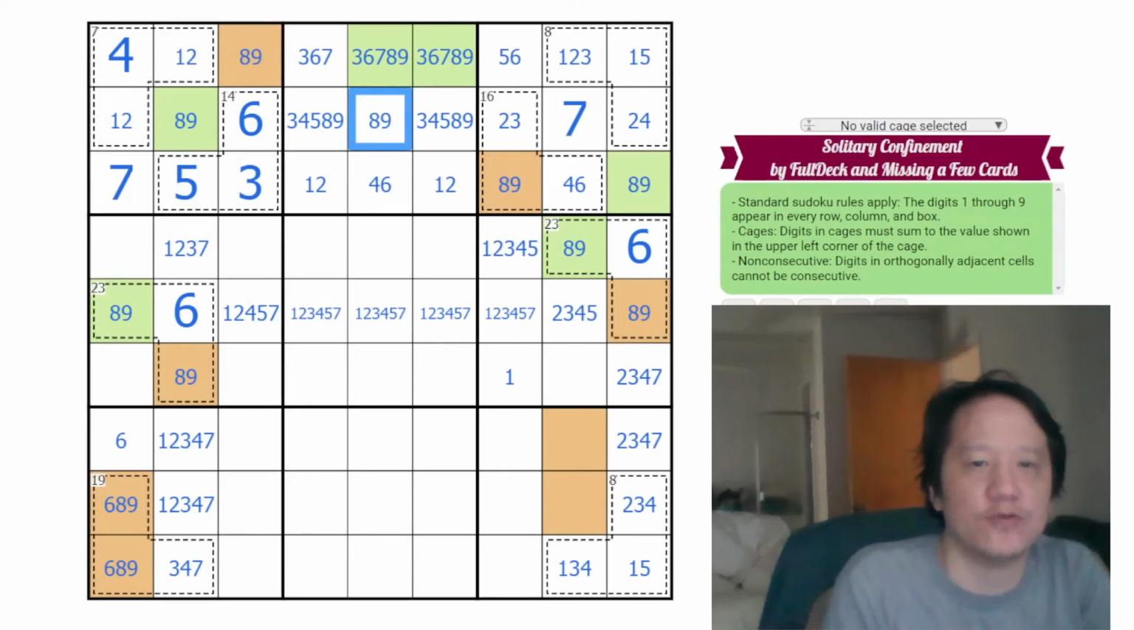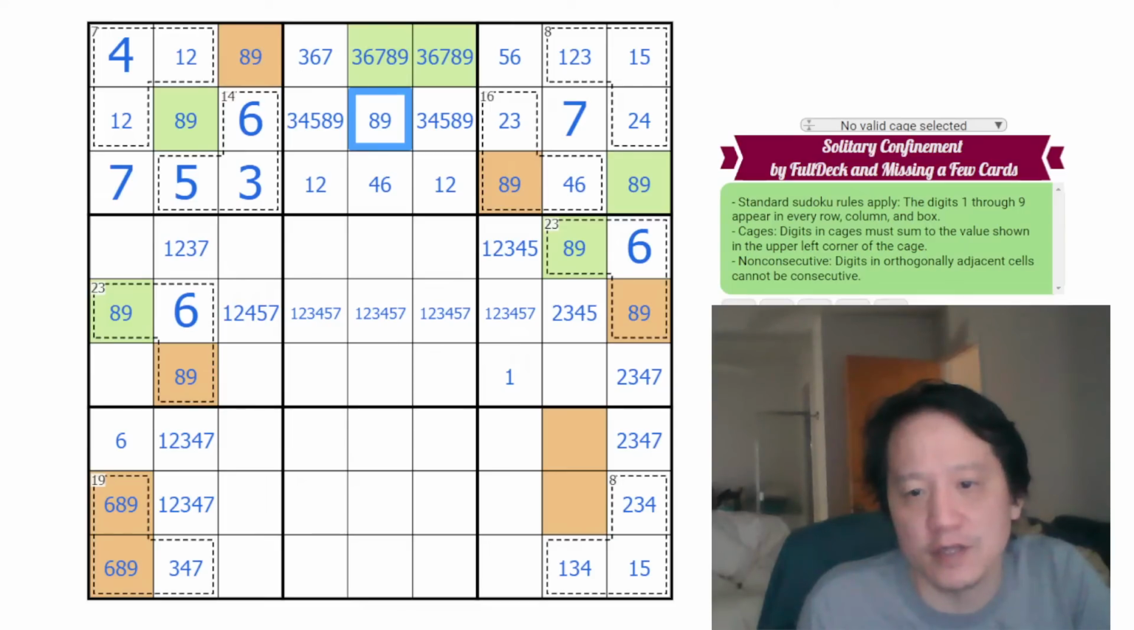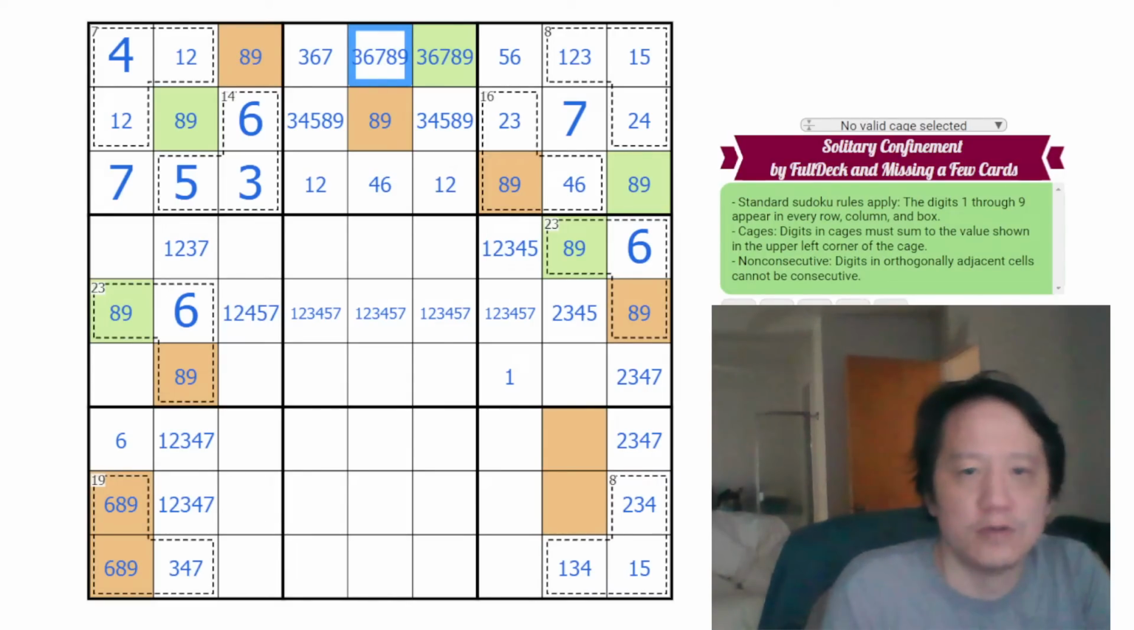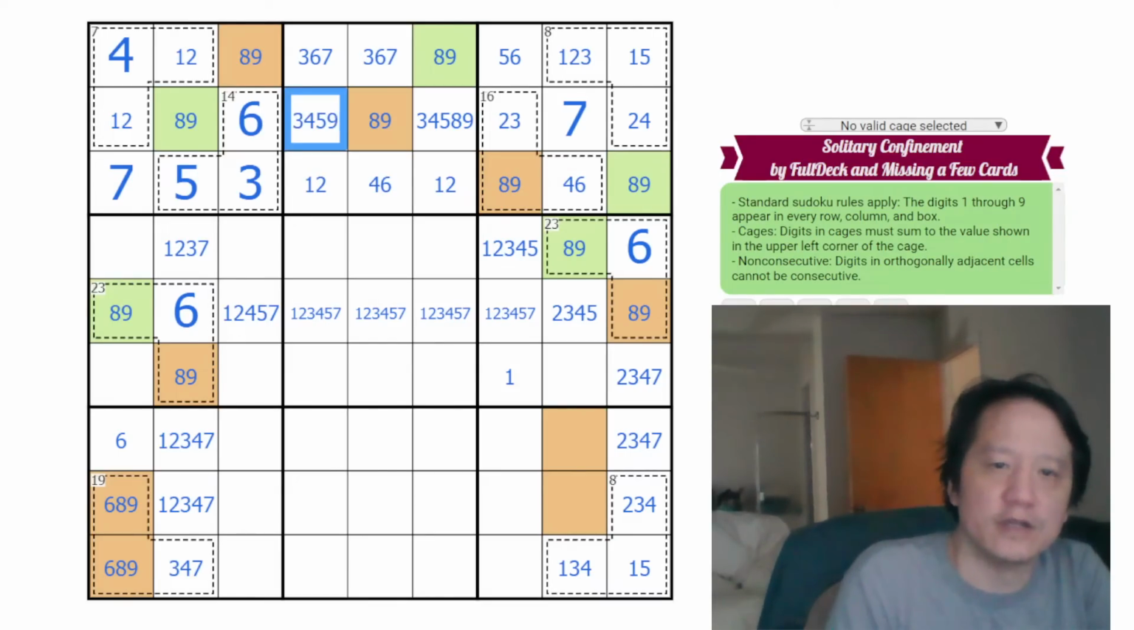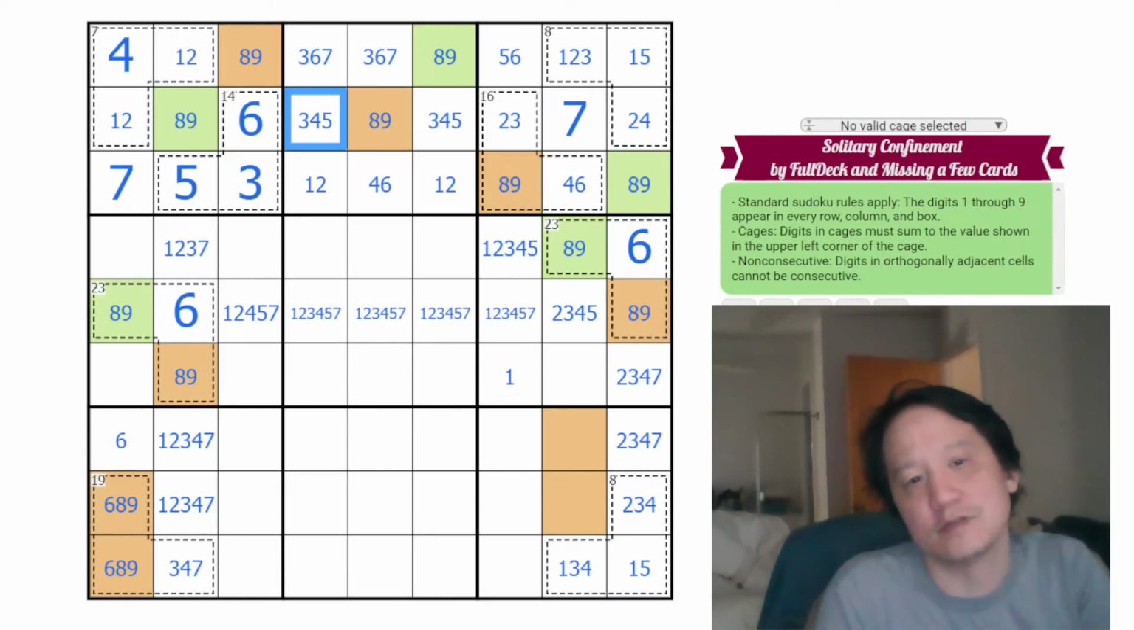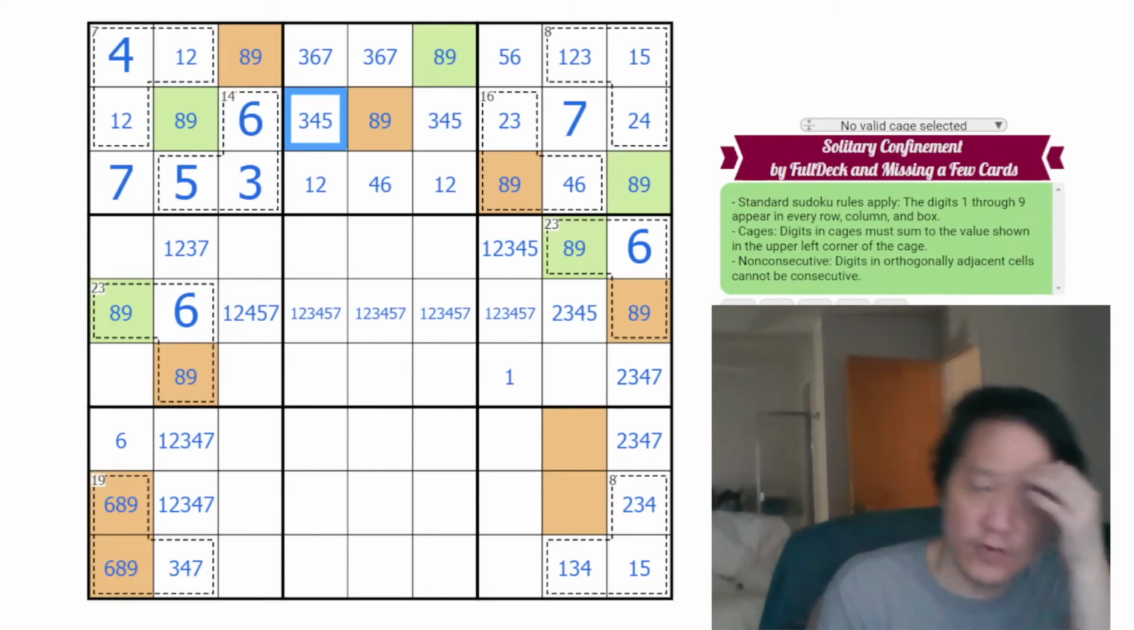So this cannot be 4. Therefore, this is the 8 or 9. So this has to be the orange, which means this cannot be green, which means this is green. So no 8 and 9 here. This is 3, 4, 5.